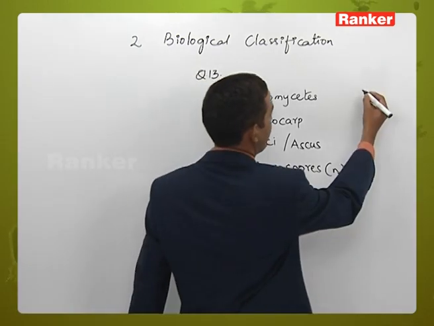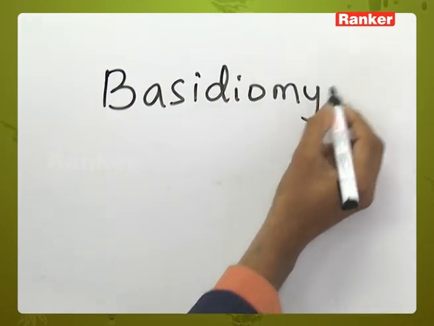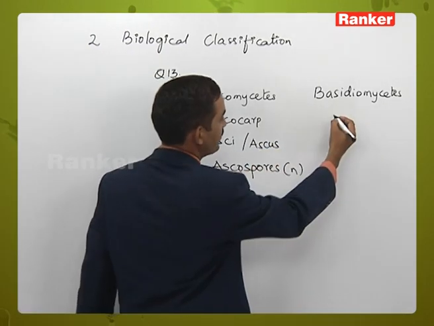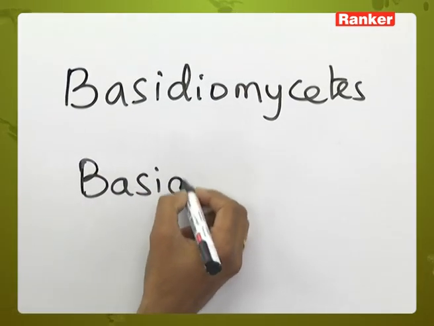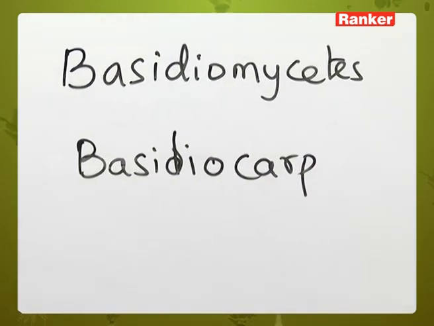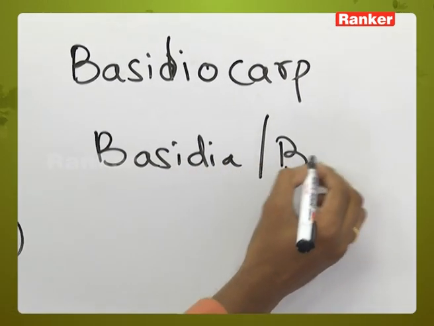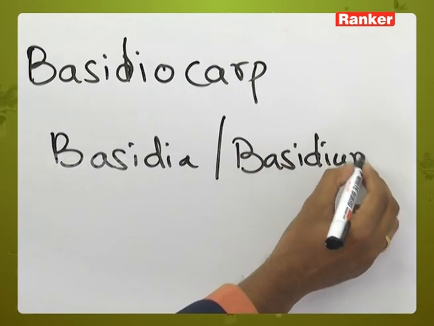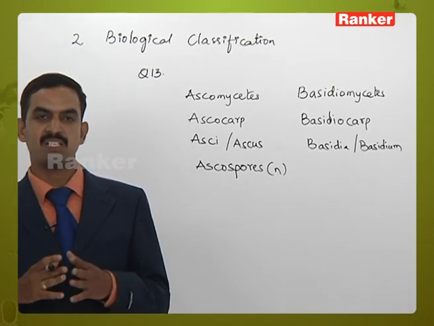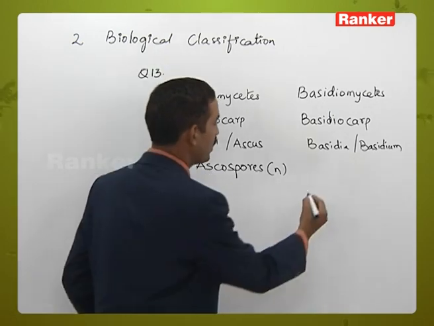And there is one more group of fungi called basidiomycetes. In basidiomycetes group of fungi, they produce the fruiting body called basidiocarp, and this basidiocarp will produce basidia, singular basidium. Inside the basidium, karyogamy and meiosis will take place, resulting in the formation of haploid spores called basidiospores.